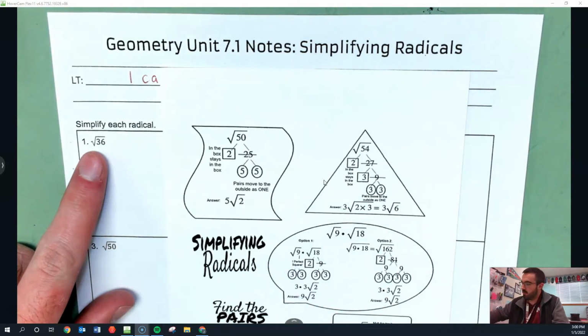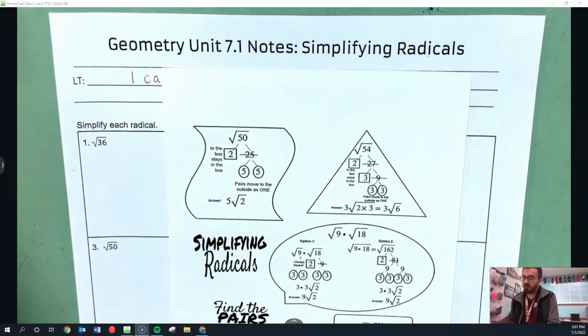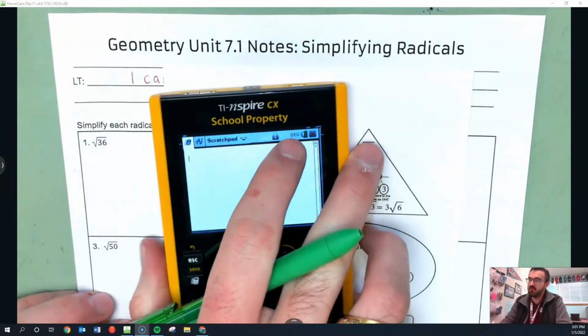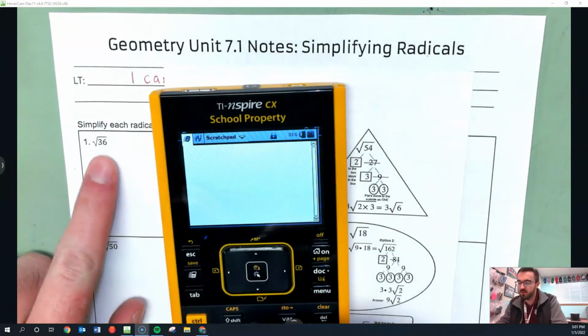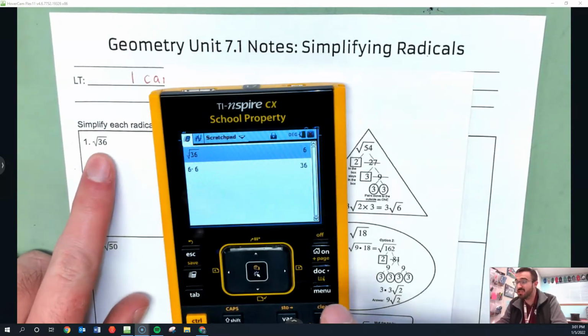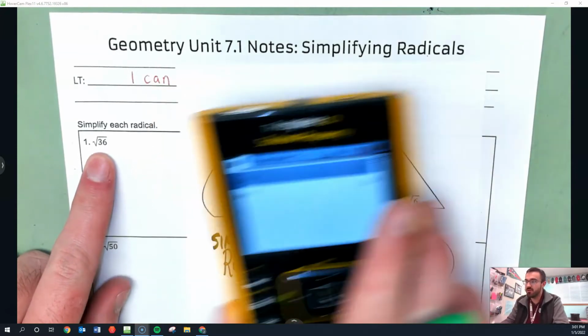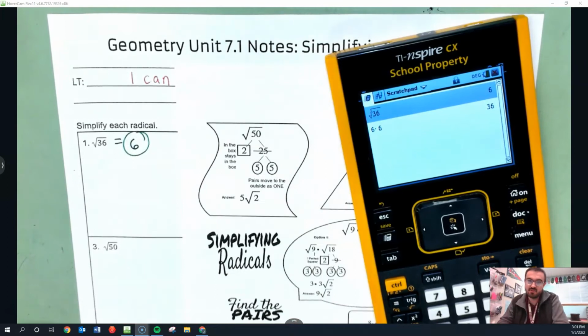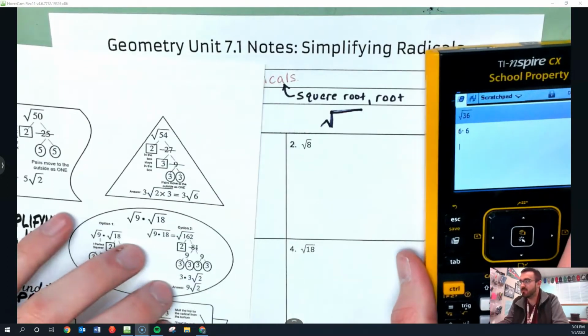Well, what do we mean by perfect square? Perfect squares are numbers where if you multiply two of the same numbers together, you get that number. So for instance, the square root of 36 would be 6, right? Because 6 times 6 is 36. So this one's pretty simple. What is the square root of 36? Well, it's literally just 6. Super simple.